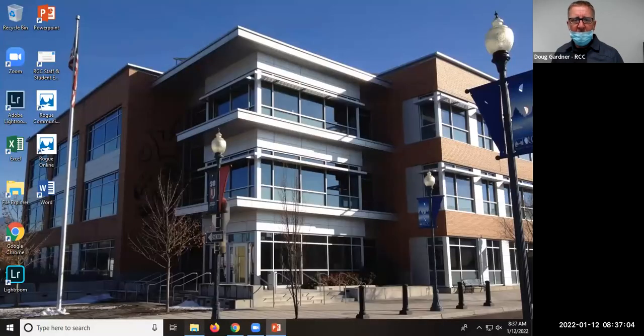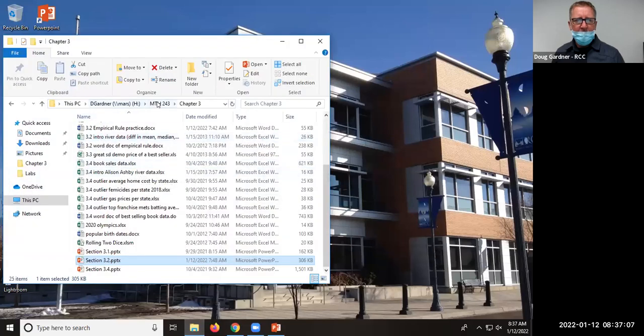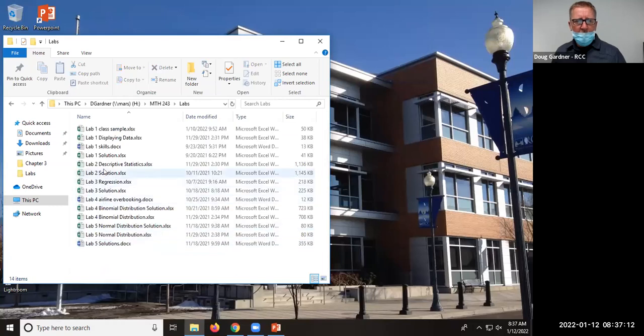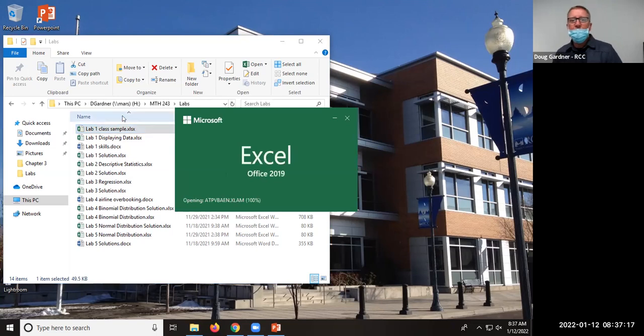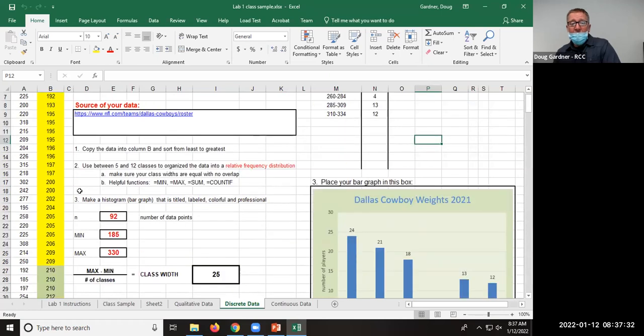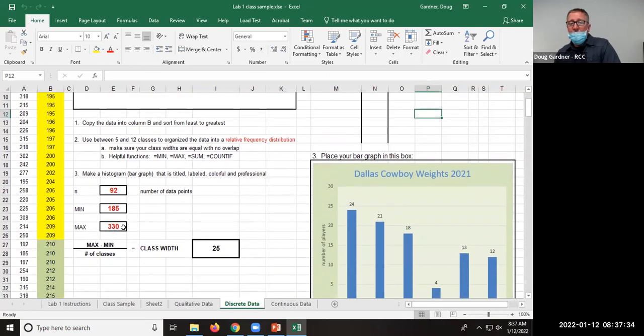Now I want to take just a quick pause and look at the Dallas Cowboys here for just a second, just to kind of give you a sense of this. So again, this is the lab we were working on Monday, and here's the Dallas Cowboys, and we saw that the range here, 330 for the heaviest player, 185 for the lightest player.